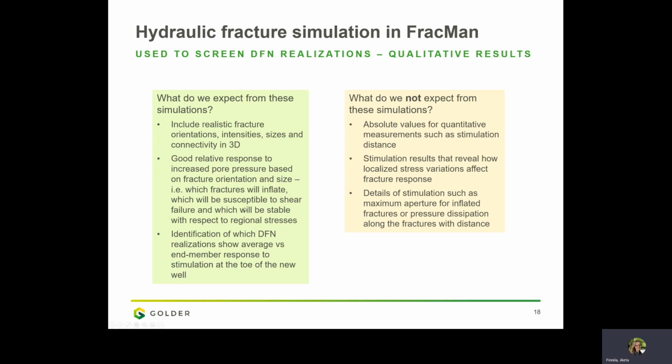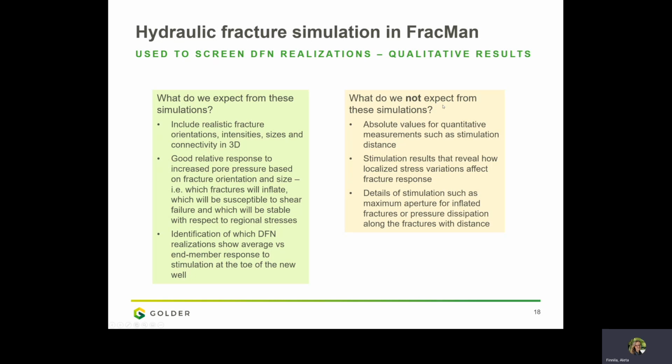And given all our numbers, we do expect to be able to identify which of these DFN realizations show perhaps an average behavior versus more extreme behaviors. So if we were going to pick one DFN to hand over to another researcher, could we give them an average performing one, or would they want one that would show more extreme behavior? We can identify those realizations based on this hydraulic fracture stimulation that we're doing right on the toe of 16A.